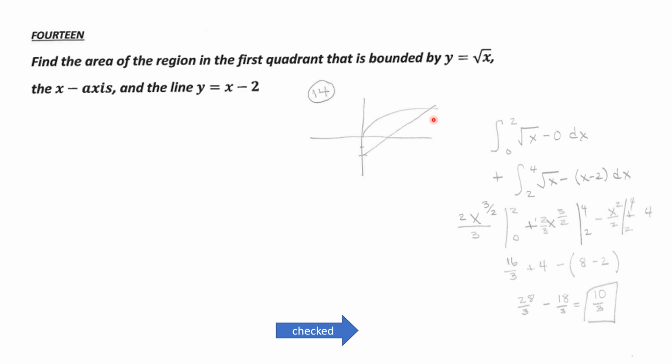Plus from 2 to 4, the function that is on top is the square root of x. But the function that is on bottom is minus the whole of x minus 2. And so you do some algebra and perform the integration, do the arithmetic, and you get as an answer 10 over 3. And so that is the answer that will give you full credit for this problem.